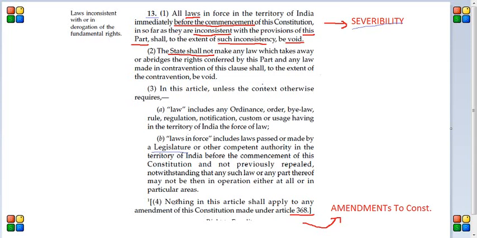Clause 4. Clause 4 says nothing in this article shall apply to any amendment of this constitution made under Article 368. What this basically means is that Article 368 talks about amendments to constitution, how amendments can be made to constitution, and what basically this means is that any amendment can be made so that it can restrict the fundamental rights. That's what it means. And this thing is a little bit controversial. We'll come to that in later videos.